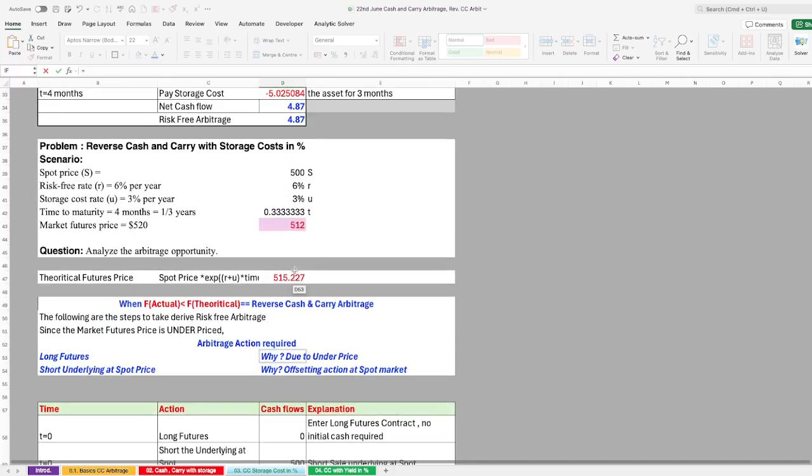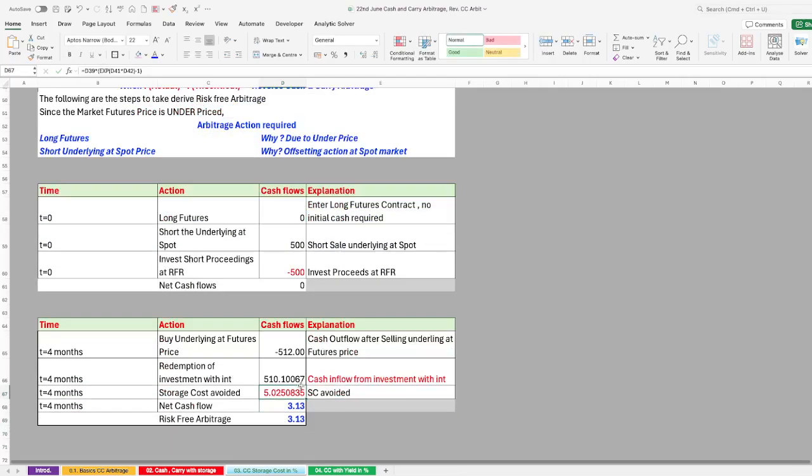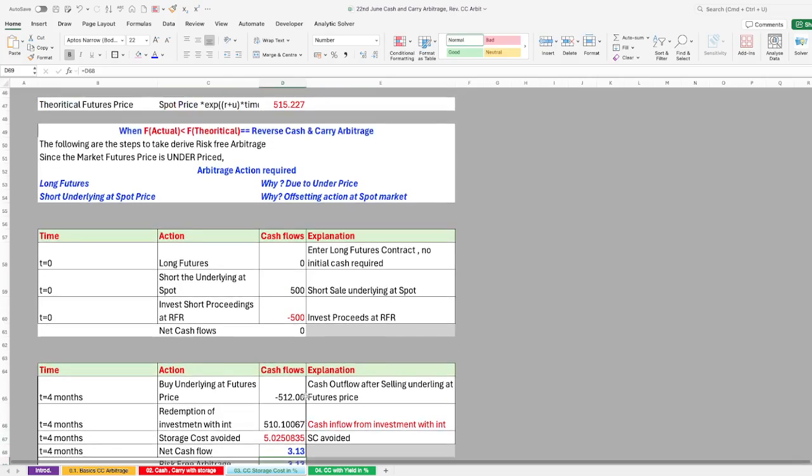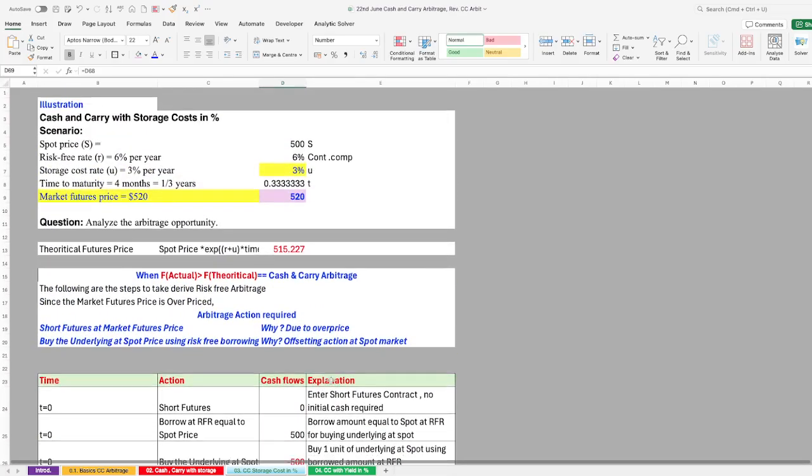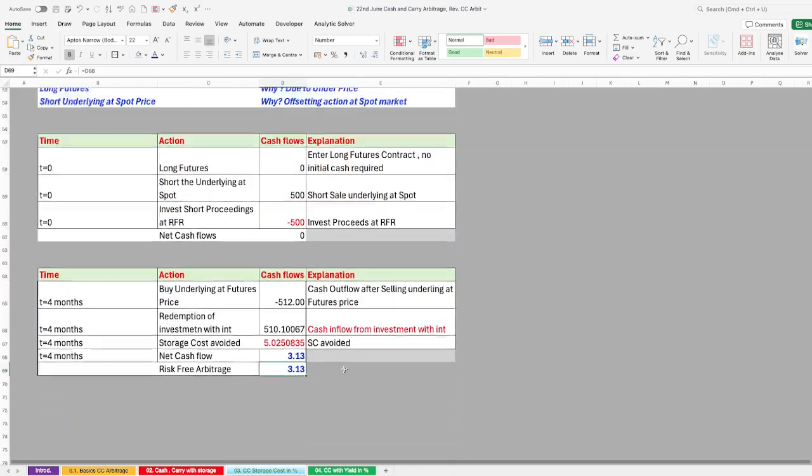So how do you calculate here? Again, the spot price into bracket exponential, and the storage cost is 3% into the time, close bracket, minus 1. This is avoided, so there's a plus. So the sum of the cash flows is 3.13. So we have to be very careful whenever the storage cost is given as a percentage.